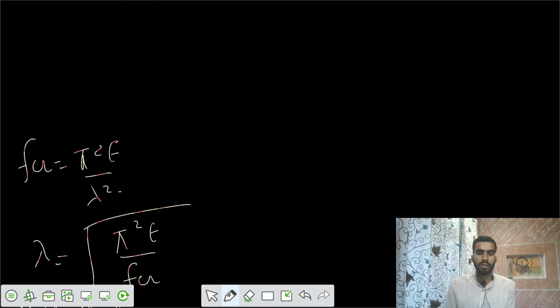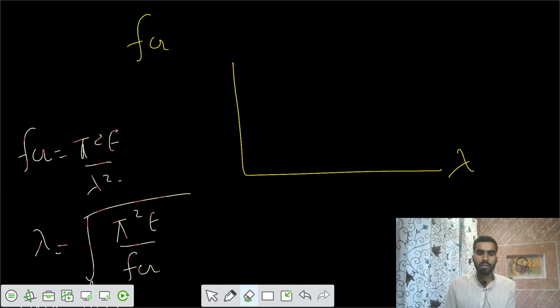So if I plot the variation between FCR and lambda, I would get some variation in this fashion. And we say there is some critical value of lambda. Let's call it 88.89.